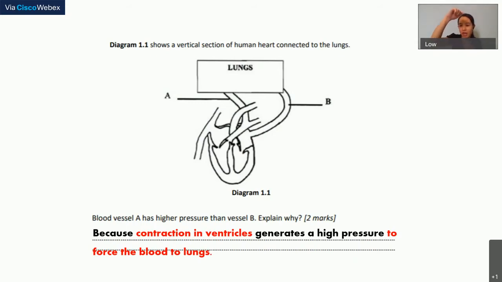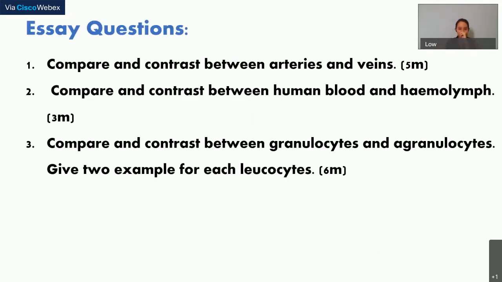So when the blood from the lungs uses the valve, it goes back to your heart. The words highlighted in red are the key words, and the key words help you to get marks. If you have contraction in ventricle in your answer, there will be 1 mark. To force the blood to lungs, there will be the second mark. Okay. So it's essay questions.